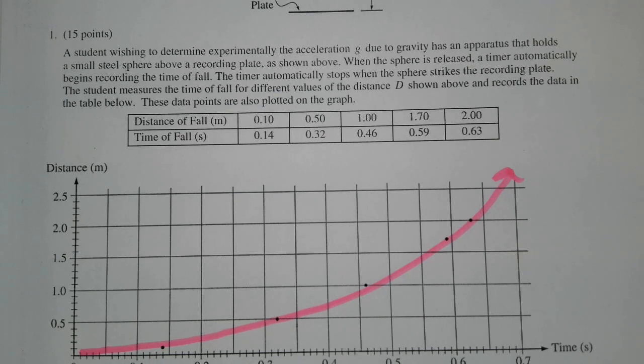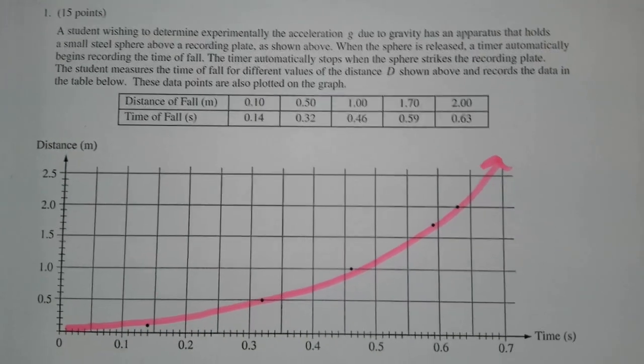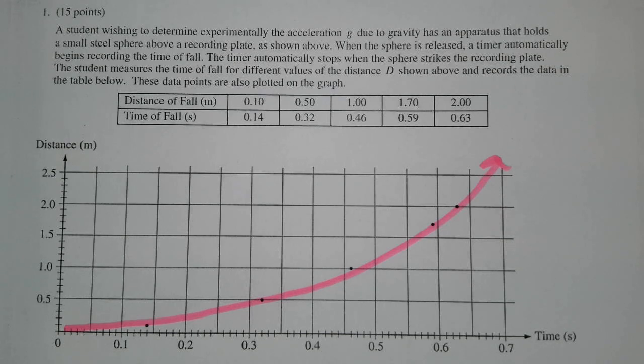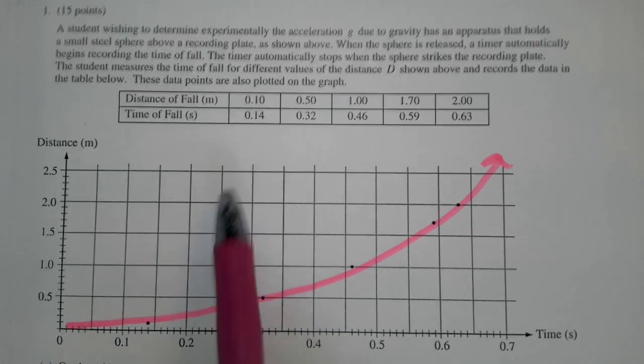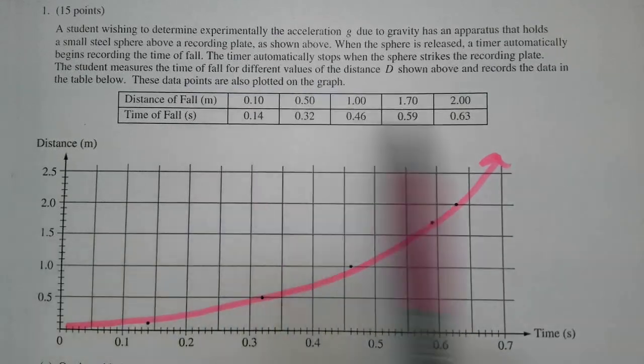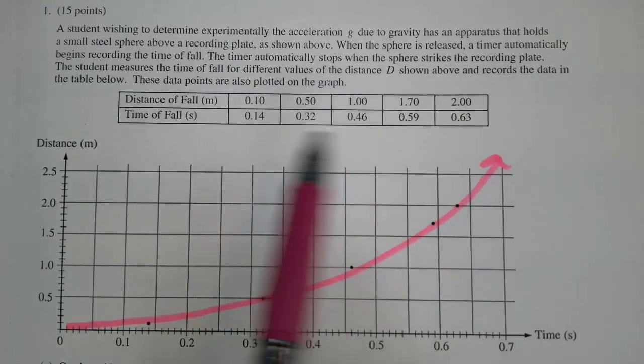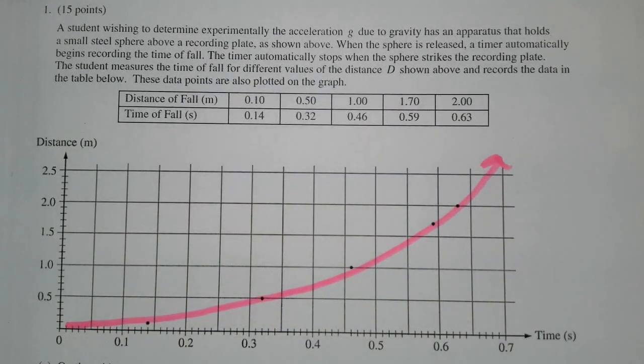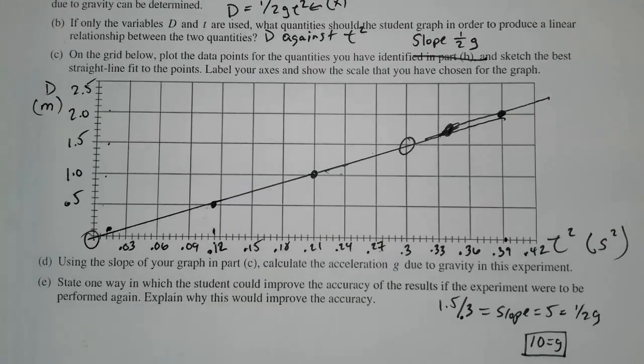And did they repeat their results? They didn't repeat the results. So that's one thing I would say that they could do: increase the number of times that they dropped it from 0.1 and from 0.5, or do a wider array. We went from 0.1 to 0.5 to 1 to 1.7 to 2. Maybe add a few more distances in. 5 distances is not enough. Repeat the results to increase reliability. That's probably what I would do.